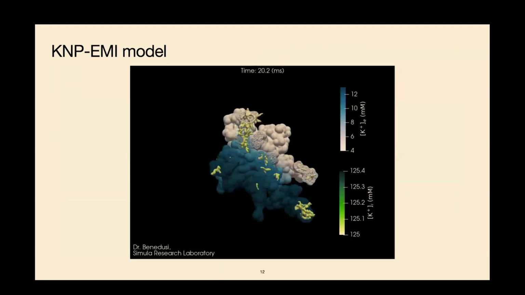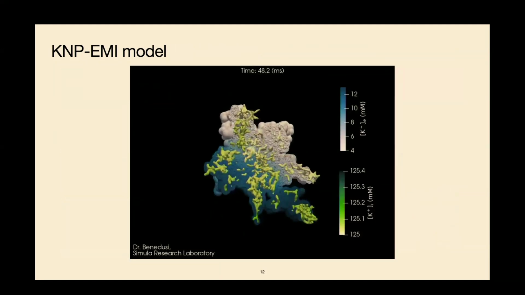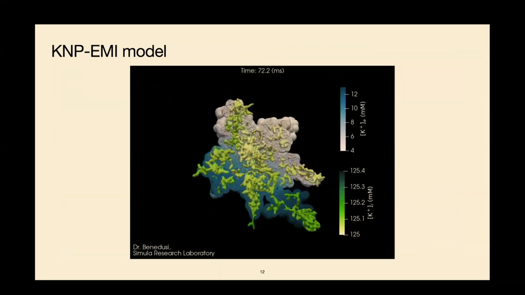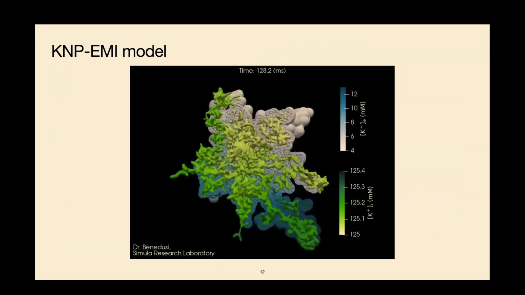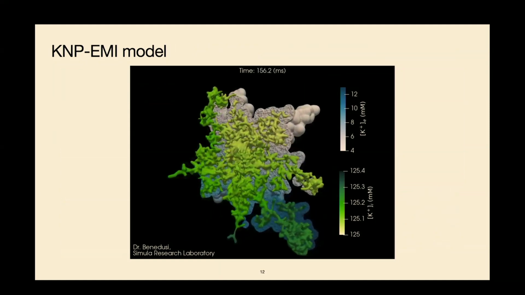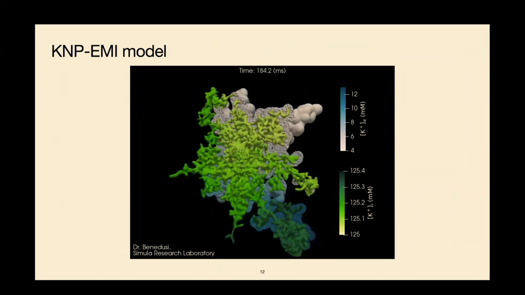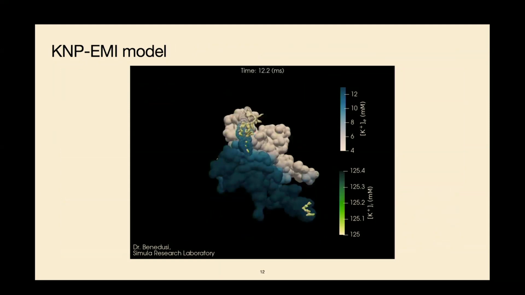This is another example of just a single astrocyte where we inject some ions down here, and then we see how they electrodiffuse in the extracellular space, through the membrane, and inside the astrocyte over time.